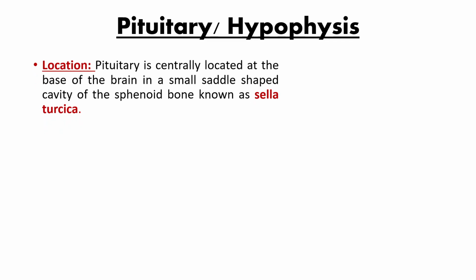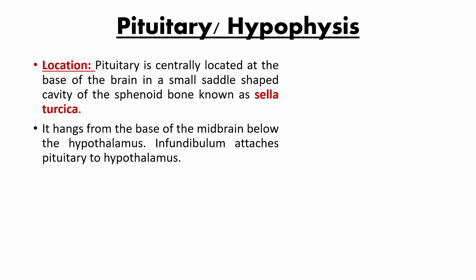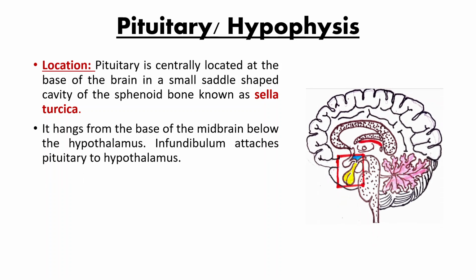Pituitary or hypophysis is located at the base of the brain and it is situated in a small saddle-shaped cavity of the sphenoid bone known as sella turcica. See here, it hangs from the base of the midbrain and below the hypothalamus. This blue portion is hypothalamus and this yellow gland is pituitary gland. The slender infundibular stalk attaches the pituitary gland to the hypothalamus.